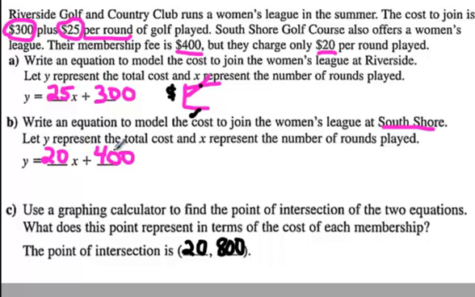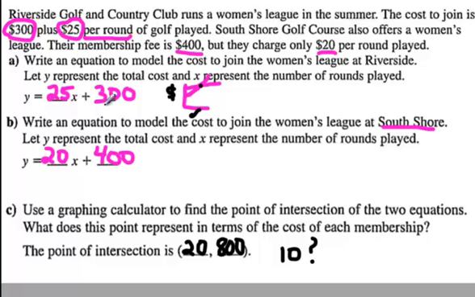Okay? So you have to ask yourself, and this is like a real life question, what if you only golf 10 times per year? Would you rather go to the Riverside Golf Course or the South Shore? Well, remember, the course that starts at 300, anywhere between here and here is going to be cheaper at this course right here because it's starting at $300. So if you golf 10 times per year, you're going to want to go to the Riverside Golf Course.